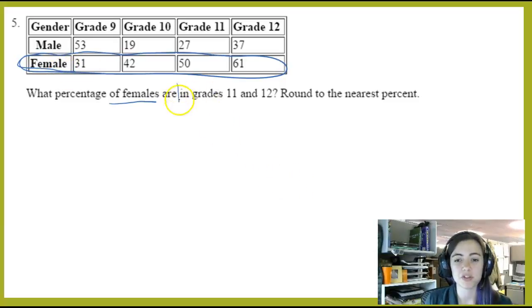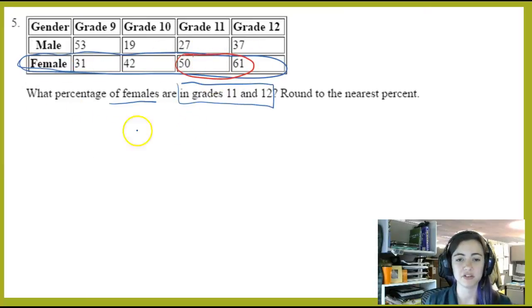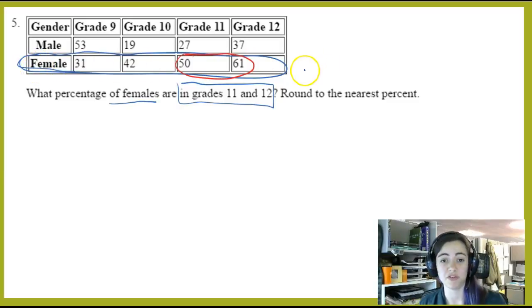And we want to know which ones are in grades 11 and 12. So we're really focused, maybe if we get another pen to highlight, we're really focused on these. So to find the percentage of that, I'm going to figure out how many total females there are, and then how many are in just 11th and 12th grade.